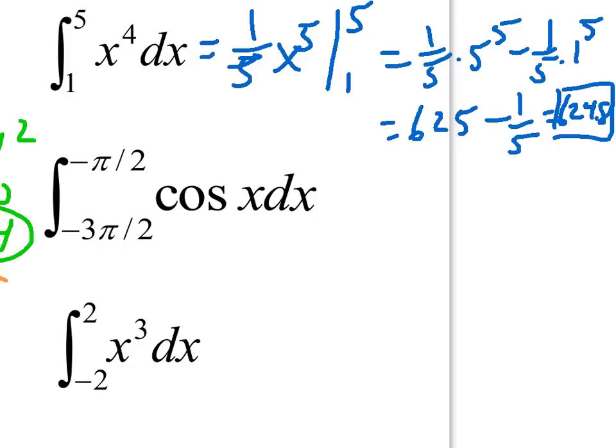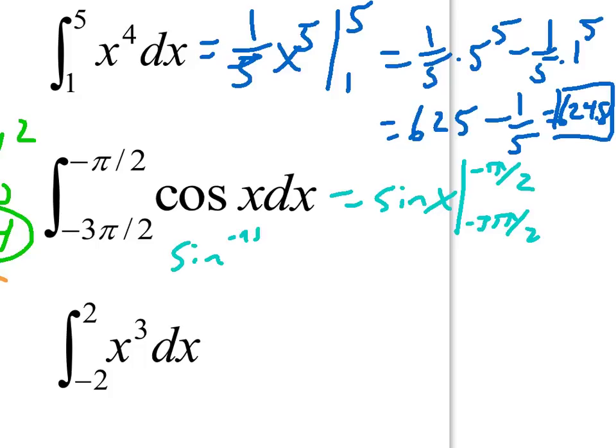The antiderivative of cosine, remember, is sine of x, evaluated from negative pi over 2 to negative 3 pi over 2. So I see quadrantal angles coming up here. So if I do the sine of negative pi over 2, minus the sine of negative 3 pi over 2.